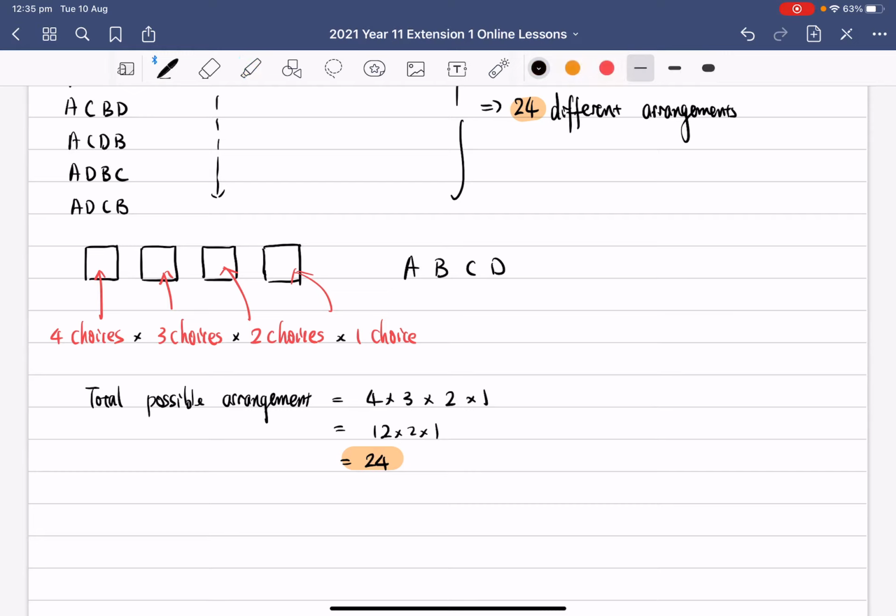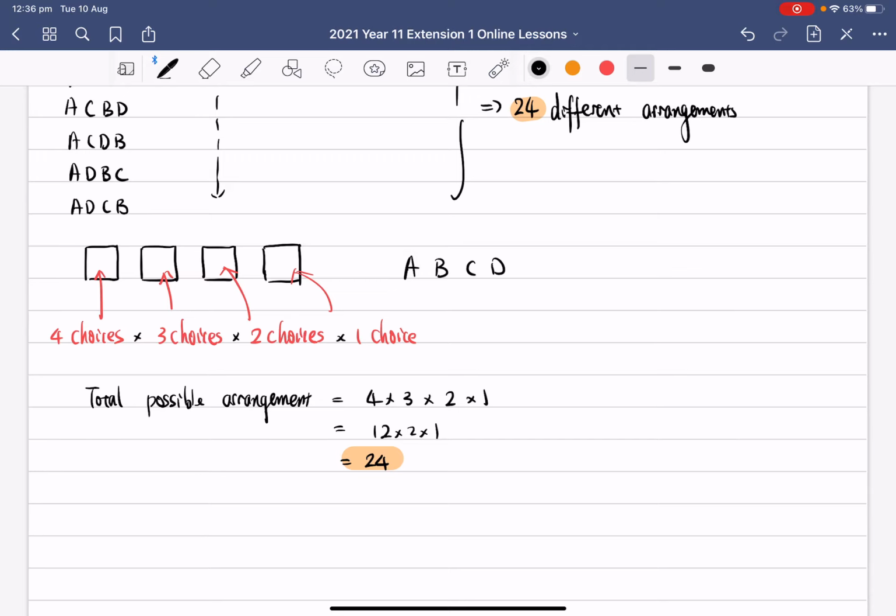Okay, but much easier. All right, so 24. Now, as you can see here, we have such a product, right? We have 4 times 3 times 2 times 1. Now, such a product with a descending sequence of whole numbers, occurring in the areas of mathematics, we call that factorial. There is a notation for it, and we call that factorial.